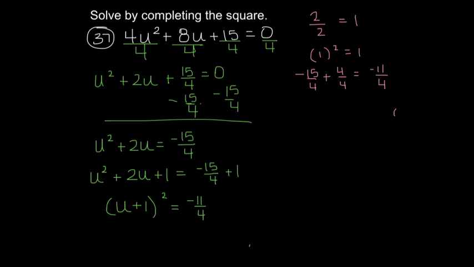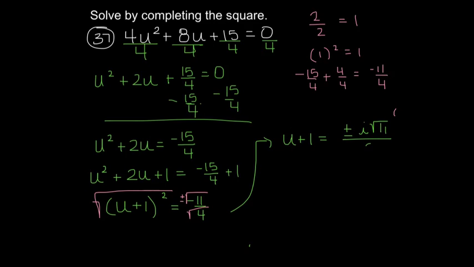Since the entire left side is being squared, I can take the square root of both sides. To take the square root of a fraction, I'll take plus or minus the square root of the numerator over the square root of the denominator. The radical and the exponent cancel each other out on the left, so I have u + 1 equals plus or minus the square root of negative 11, which is just i square roots of 11, over the square root of 4, which is 2.